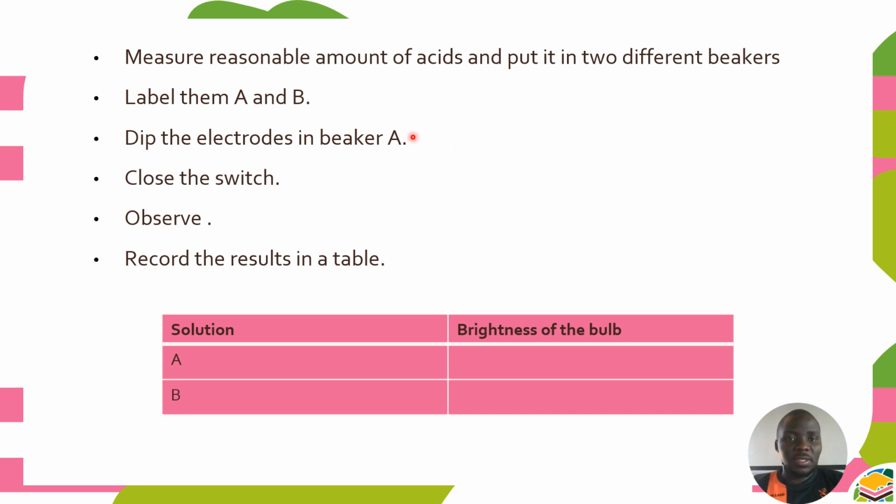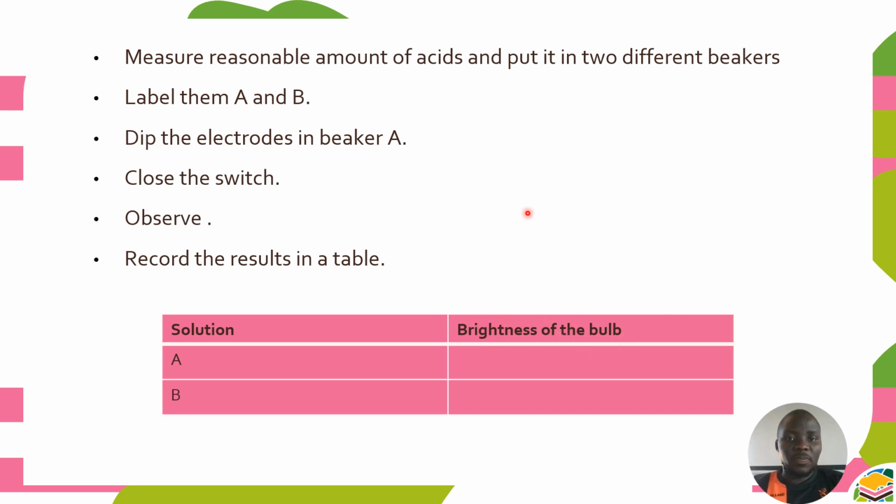After dipping the electrodes in the solution, you start with solution A, then you close the switch and observe what is going to happen to the bulb if you are using the bulb. If you are using the ammeter, you still observe what will be happening to the ammeter. Then you record the results in a table. If we are using a bulb, in this case, we are going to look at the brightness of the bulb.